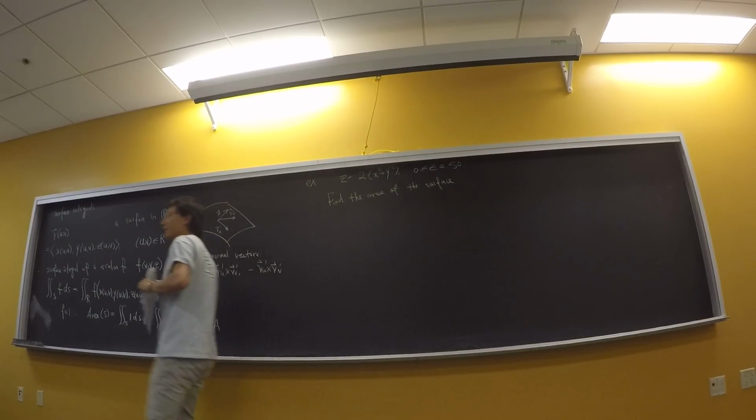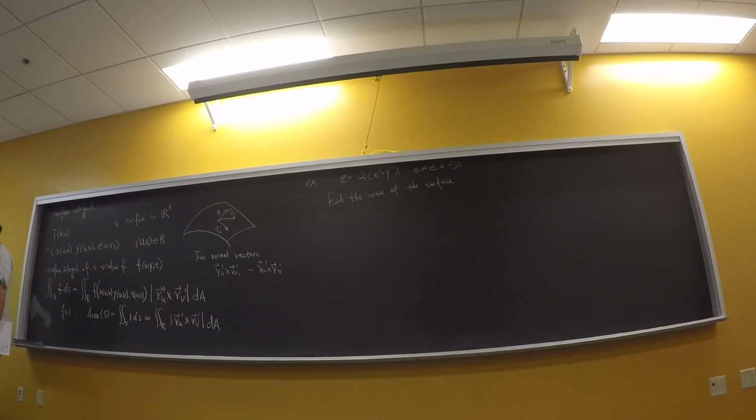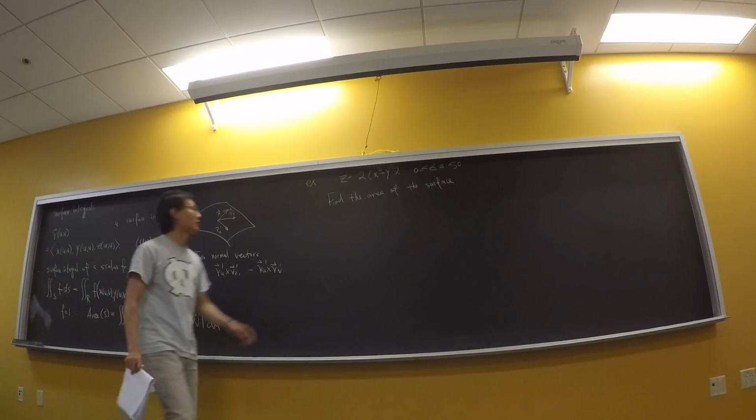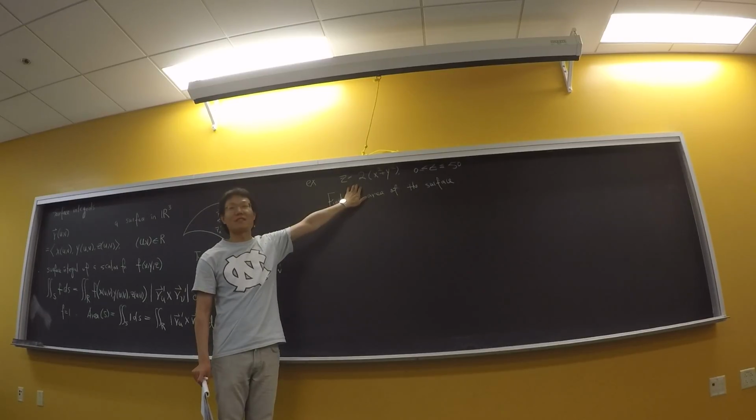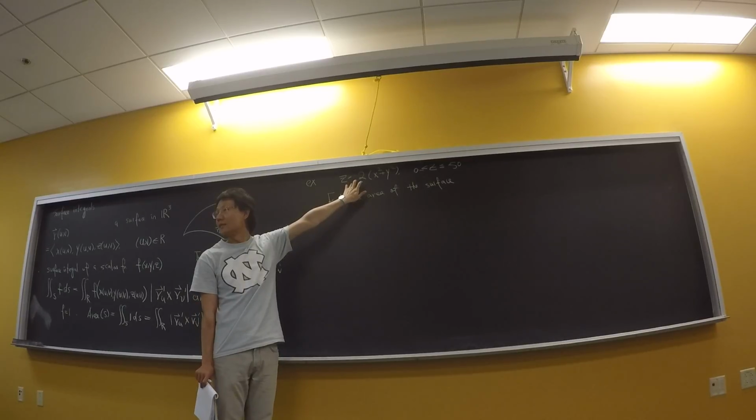The area of the surface. Okay, let me ask you a seemingly irrelevant question. What does this equation define? It's definitely not a plane anymore, right? We have the square here, so it's one of the quartic surfaces. But which one is it?